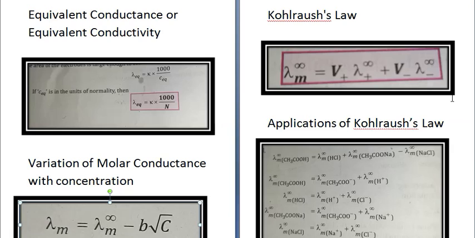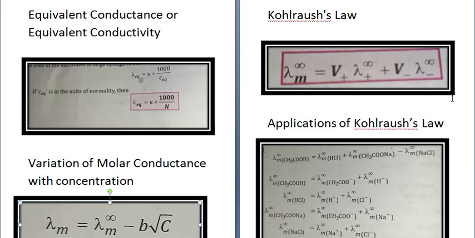So, Kohlrausch's law can also be said as: the equivalent conductivity of an electrolyte at infinite dilution is the sum of the two values, one depending upon the cation and the other depending upon the anion. So it can be written as lambda eq to the power infinity is equal to lambda c to the power infinity plus lambda a to the power infinity, where lambda c to the power infinity and lambda a to the power infinity are limiting ionic conductivities for cation and anion respectively. Now Kohlrausch's law is applied for a number of things.